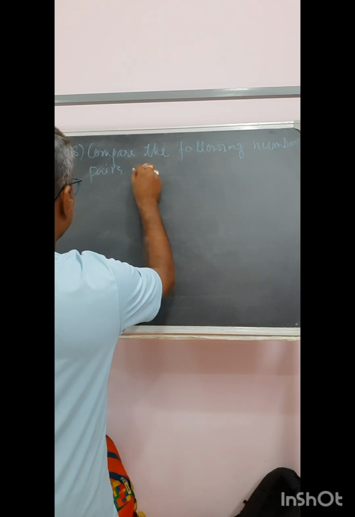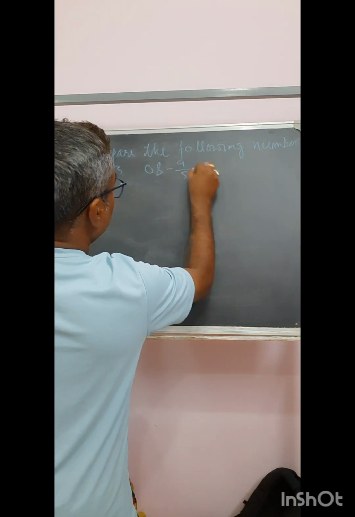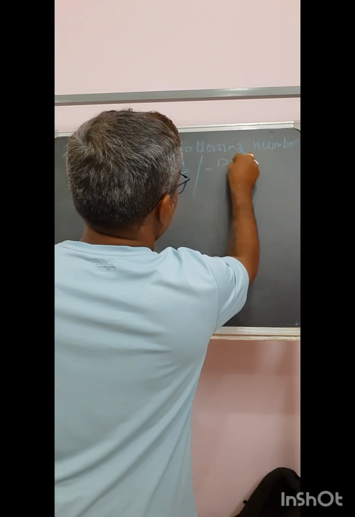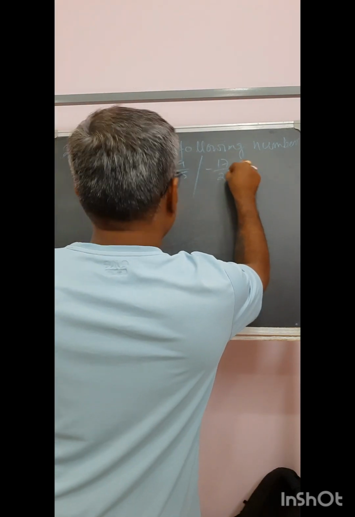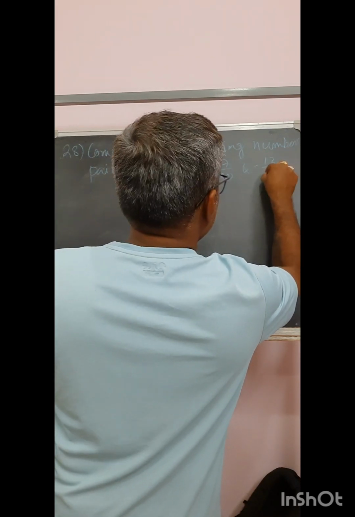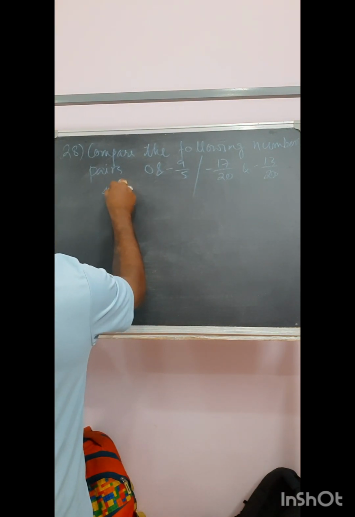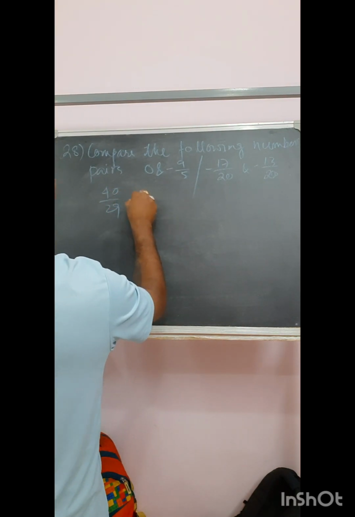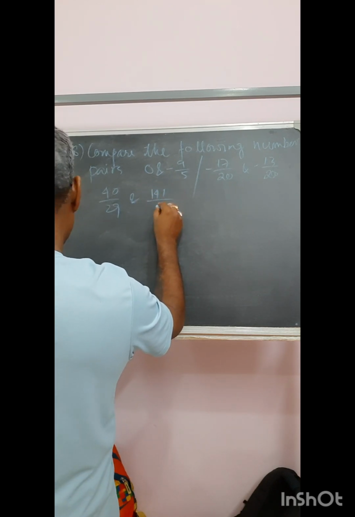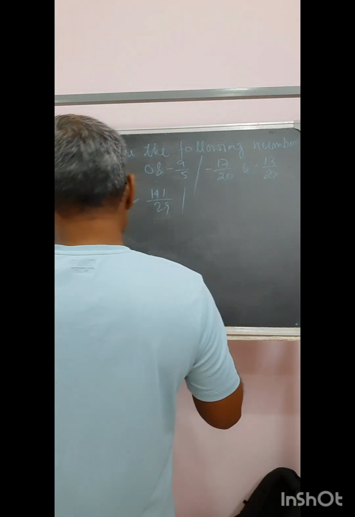The number pairs are given as 0 and minus 9 by 5, minus 17 by 20 and minus 13 by 20, 40 by 29 and 141 upon 29. These are the three pairs.